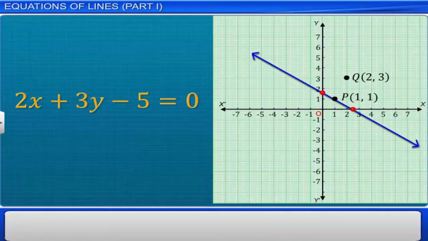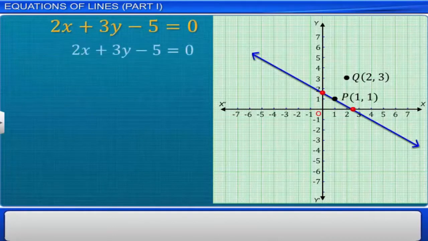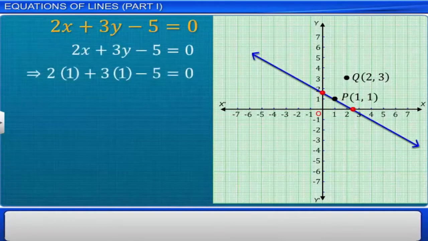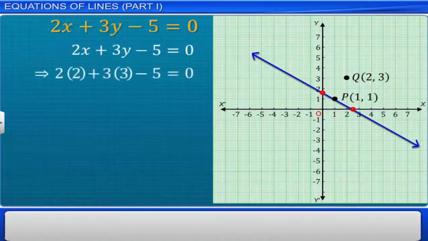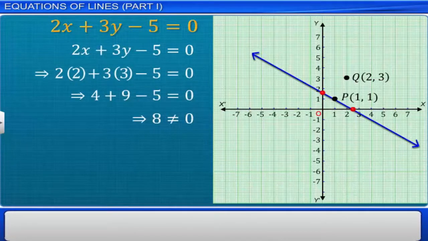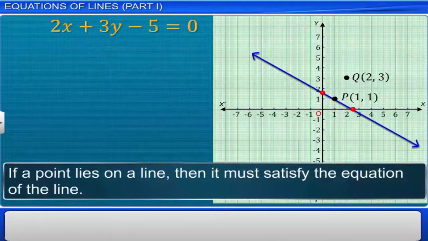Let's verify this algebraically. On substituting the coordinates of the point in the given equation, we see that the values of the left-hand side and the right-hand side are equal. In other words, point P satisfies the equation of the line. However, point Q(2, 3) does not satisfy the equation of the line. Hence, for a point to lie on a line, it must satisfy the equation of the line.